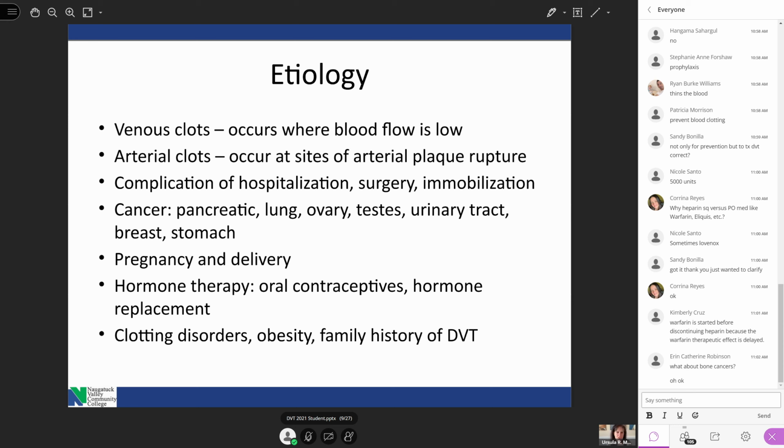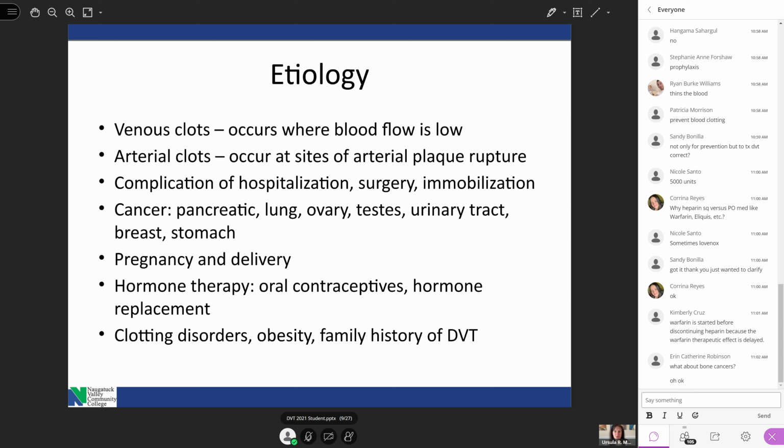Hormone therapy. So what is hormone therapy? Patients who take hormones, correct? Like estrogen. In particular, oral contraceptives, hormone replacements. So patients who take estrogen are at an increased risk of DVT.